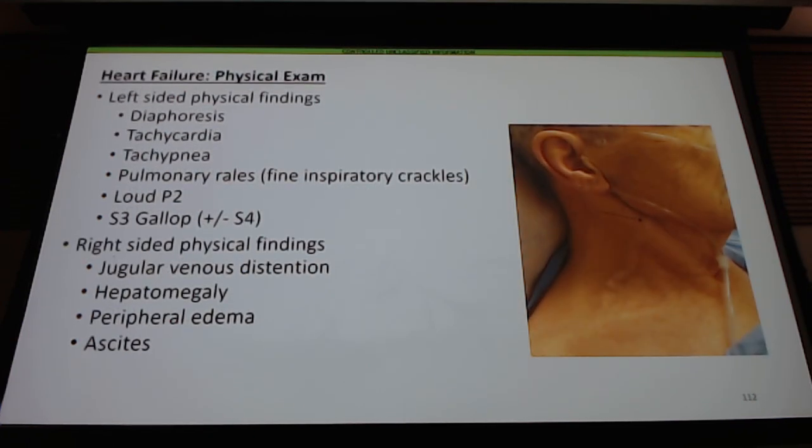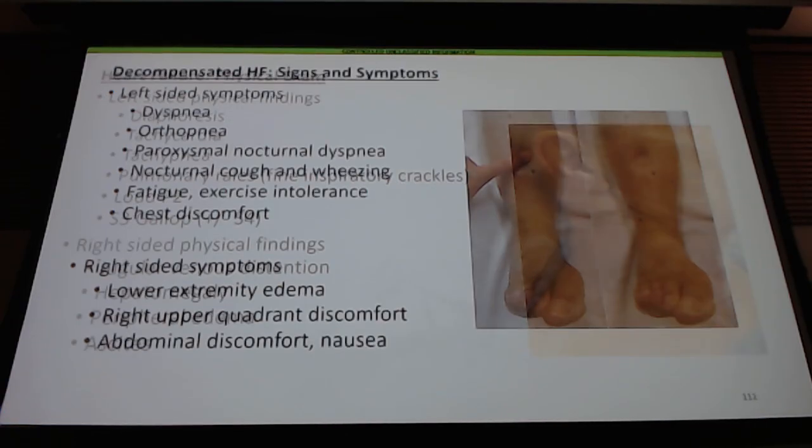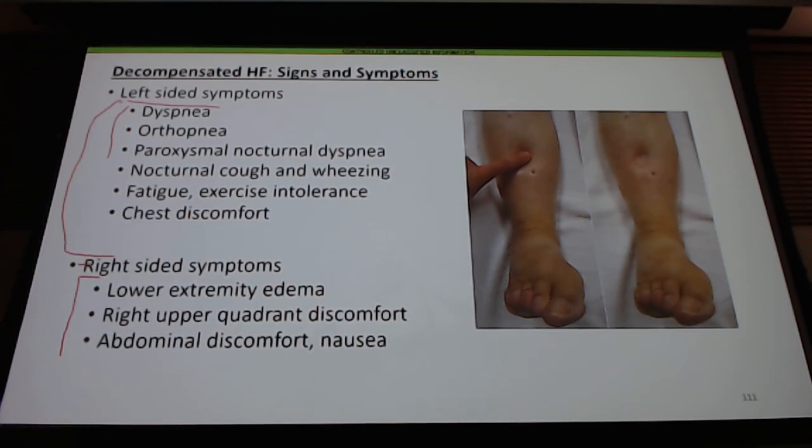So what are you going to see on exam? If you have a left-sided heart failure, you're going to see a lot of pulmonary kind of things, but ultimately, one of the best things you're going to hear is the crackles on pulmonary auscultation. With right-sided, you're going to see that JVD and that peripheral edema, like you saw on the slide before.